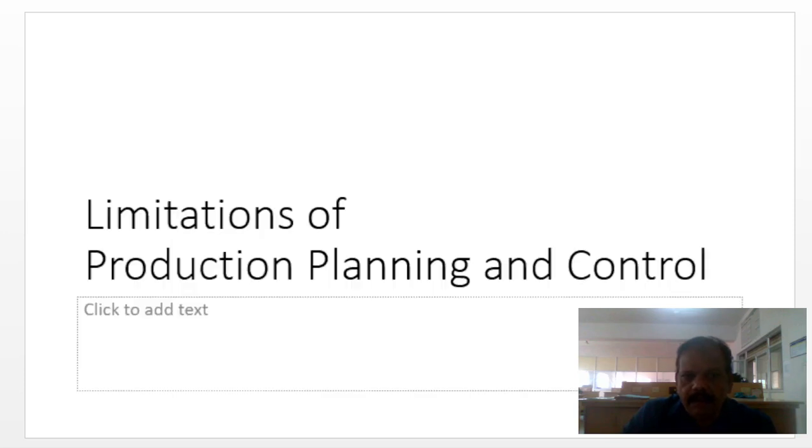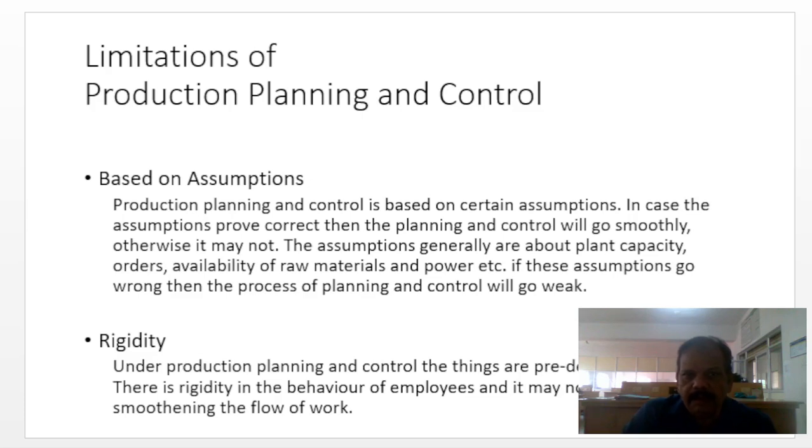So what are the limitations of this production planning and control? The planning and control is carried out based on some assumptions. In case the assumptions prove correct, then the planning and control will go smoothly. Otherwise, it may not. The assumptions generally are about the plant capacity, orders, availability of raw materials and power, etc. If these assumptions go wrong, then the process of planning and control will also be weak.